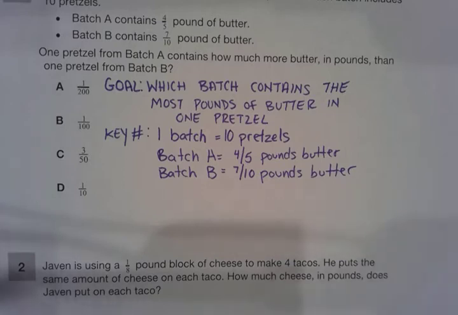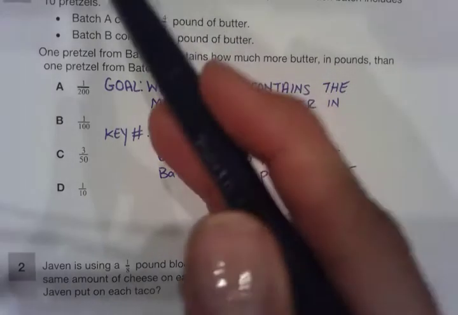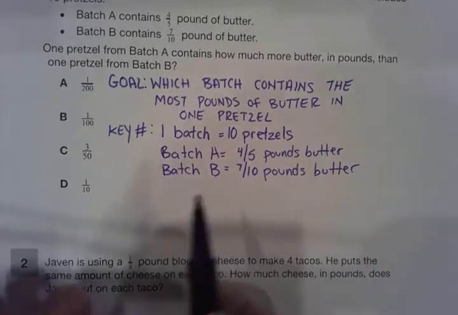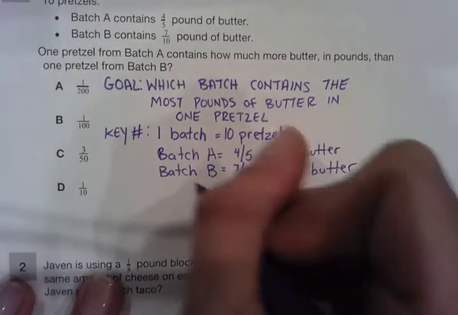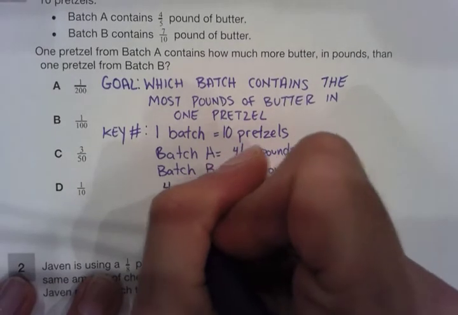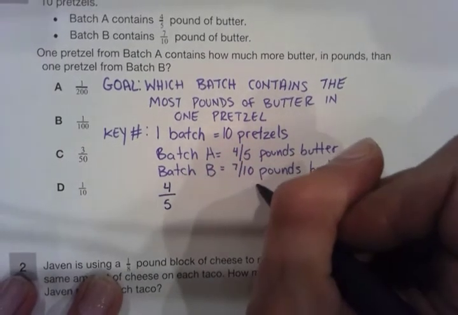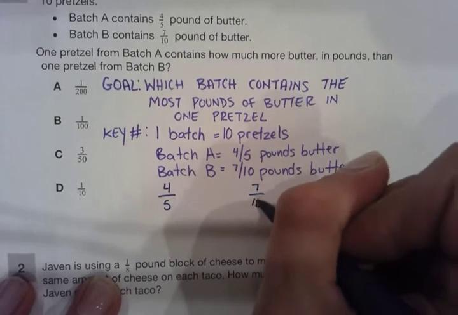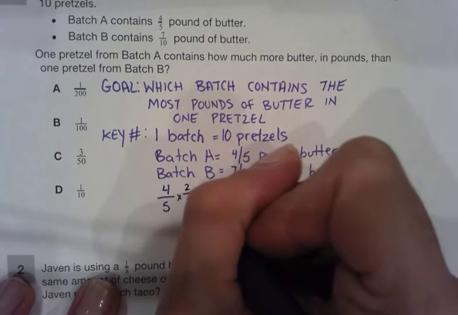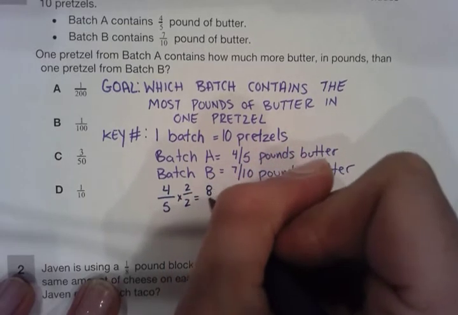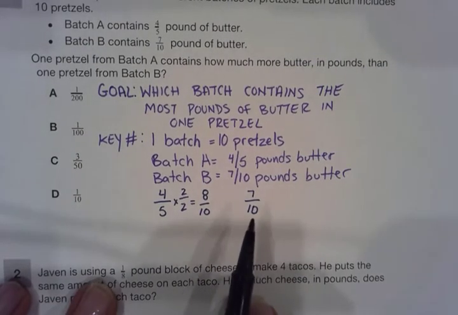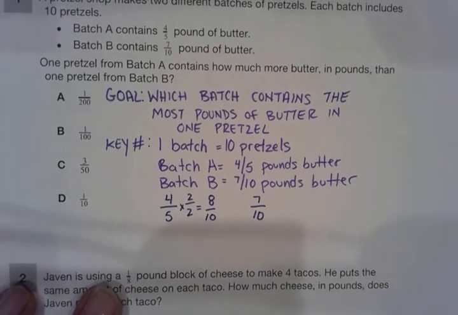So first, let's figure out which one of our batches, batch A or batch B, even has more butter. If we're going to compare fractions, it's important that we have them in the same denominator. So I have 4/5 and I have 7/10. And I know if I multiply top and bottom of 4/5, it's going to give me 8/10. And now 8/10 and 7/10 have the same denominators, so I can correctly compare these fractions.